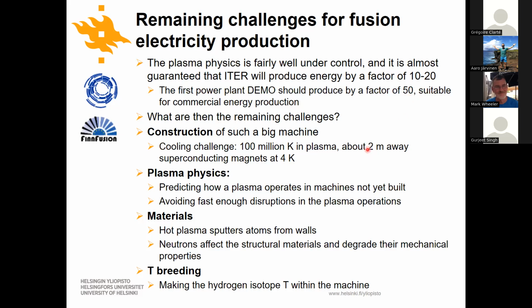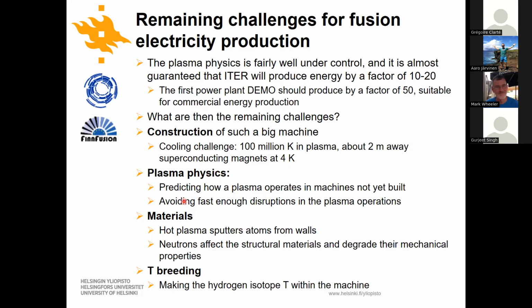But still, what are the challenges? Well, first of all, building it is quite a thing. It has to be like 20 meters tall. You have interesting cooling problems. The plasma will be 100 million degrees, but about 2 meters away from it, you need superconducting magnets at 4 kelvins. So you need cooling from 100 million kelvins to 4 kelvins in about 2 meters distance. I always thought as a physicist that would be a complete showstopper, but the engineers I've been talking to say that's actually quite doable. So at least on this part, the engineers seem to know what they are doing, and it is working in, say, JET and so on.